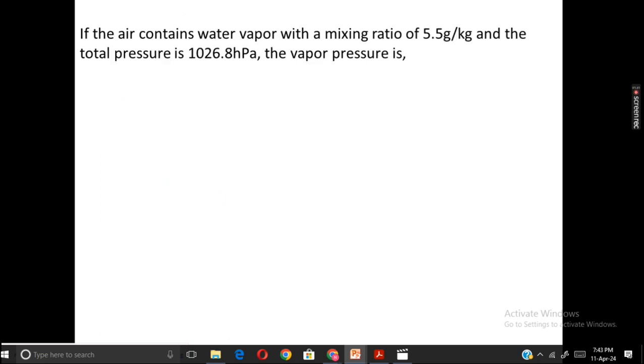Now the last question. Suppose air contains water vapor with a mixing ratio of 5.5 gram per kilogram, and the total pressure is 1026.8 hectopascal. What will be the vapor pressure? The mixing ratio R is given as 5.5 gram per kilogram. R and W are the same; I used the notation W earlier, so that's why I'm mentioning this. Both are used for mixing ratio.